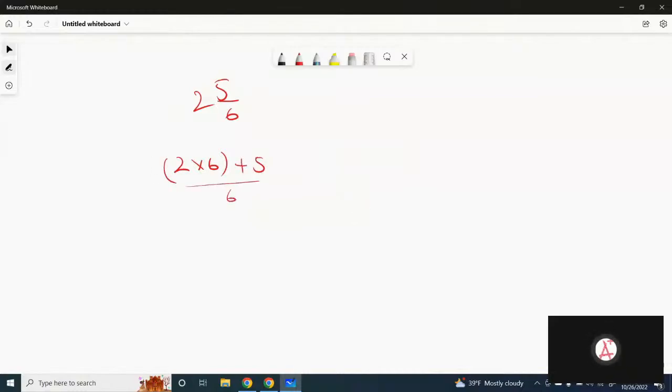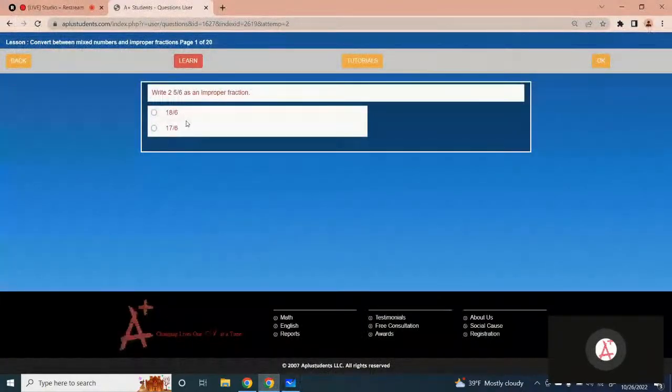Got it? So 2 times 6 is 12. 12 plus 5 is 17 over 6. Got it? So just select the correct option, it is 17 over 6, and then click on the OK button.